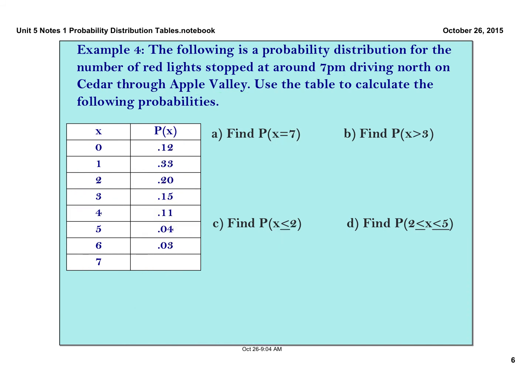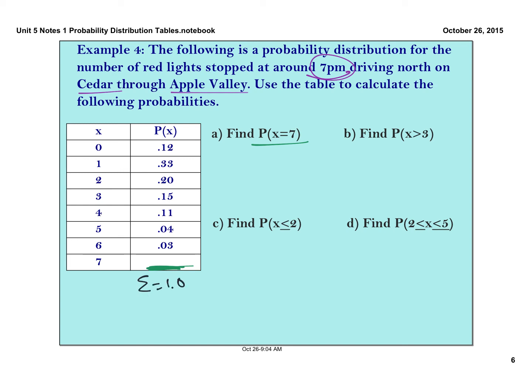Last example, now same situation. We're still driving north on Cedar through Apple Valley, but now we're at 7 p.m. So our probabilities look a lot different, okay? I didn't mean to draw on that. So let's take a look here. Now the first question is, what's the probability that x is equal to 7? So 7 is my mystery this time. Again, I still know that my table adds up to 1.0.